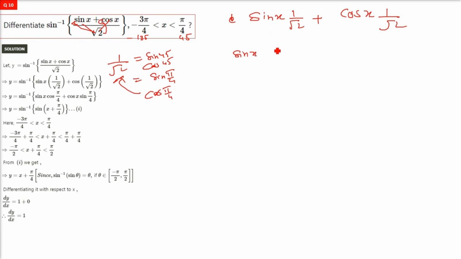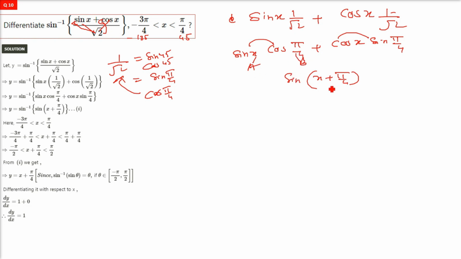The whole idea is that sin x cos pi by 4 plus cos x sin pi by 4, and sin a cos b plus cos a sin b, what will it be? Sin a plus b. So sin x plus pi by 4. So this is a, this is b, and all these formulas are very important. They can be applied anywhere. You never know, so you need to mug up all these. Sin inverse sin x plus pi by 4.